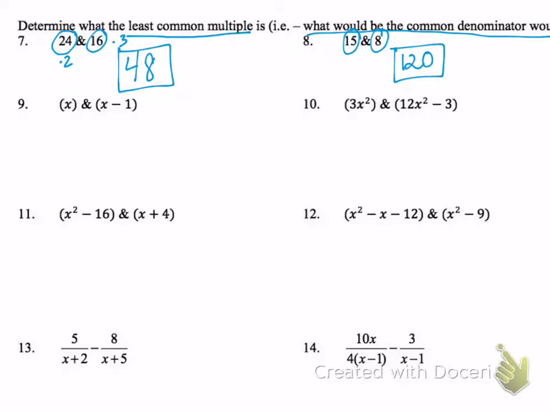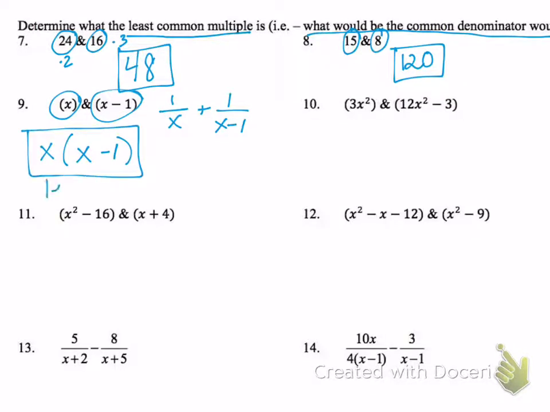Okay, number 9, now we're going to have some x's in it. So number 9, if you're trying to picture what the least common multiple would be, imagine having 1 over x plus 1 over x minus 1. How could I combine those? x squared minus x, or I'm going to leave it as x times x minus 1. I'm going to leave it in factored form because whenever we start factoring things, it's going to be a lot easier to cancel. So leave in factored form.